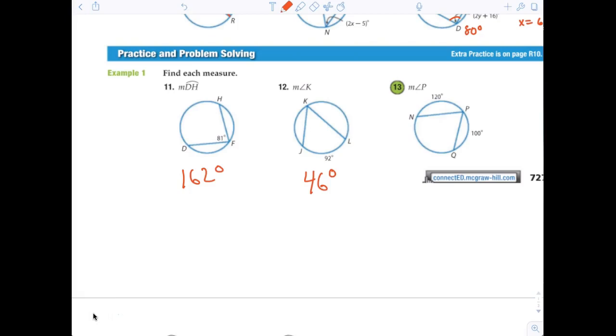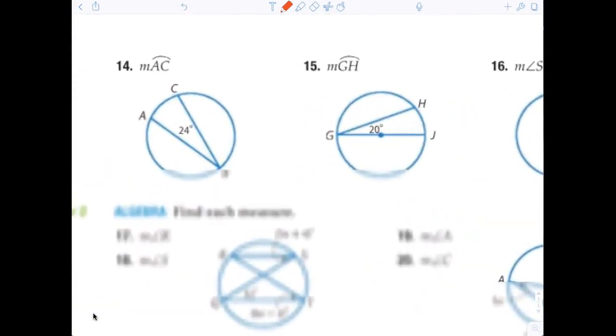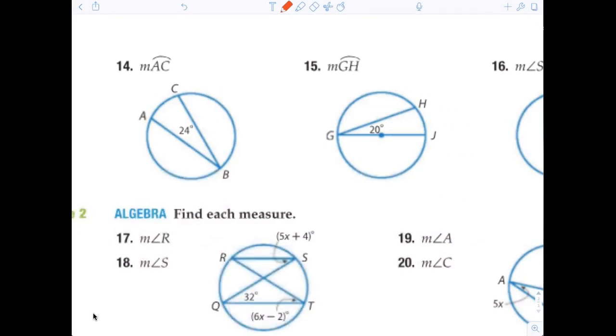So angle P now. 70. Right, because again, we're taking 120 and 100 and getting 220. Subtracting from 360 is 140. Then 140 divided by 2 is 70. All right, we got this. Here we go. So 14. So AC is how many degrees? 48. Looks like 48 degrees.